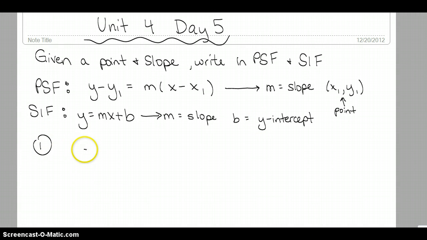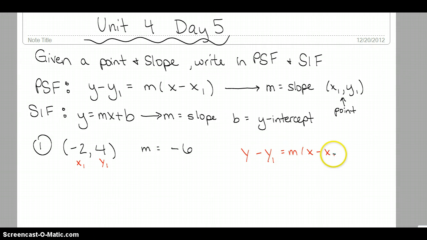First problem, let's say it goes through the point (-2, 4), and we have a slope of -6. First off, we know the point that it goes through is (-2, 4), so that's x1, y1, and we know the slope. So we're going to take the point-slope formula, which is again y minus y1 equals m times x minus x1, and plug it in. So we're going to do y minus 4 equals slope -6 times x minus x1, which is -2.